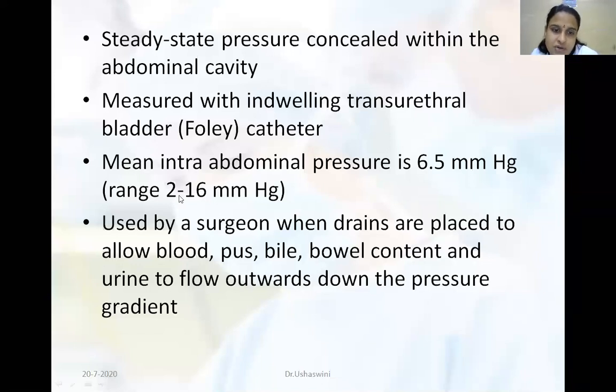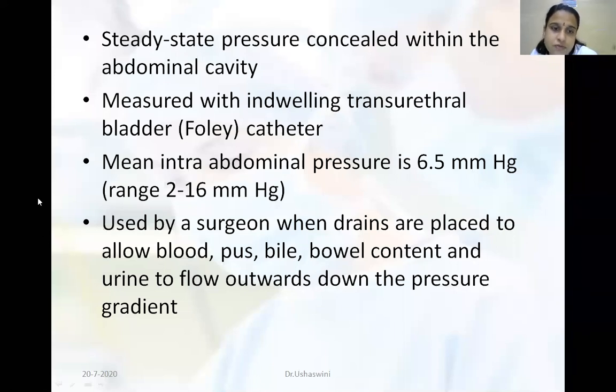You should always mention ranges when you give out some values in our scientific terms. You should always give a range, that is from 2 to 16 millimeters of mercury. That means it can vary between these two, but if it is 2 or less, it is towards the lower end. Usually it is never seen, always towards the higher end. 16 is the higher end intra-abdominal pressure.